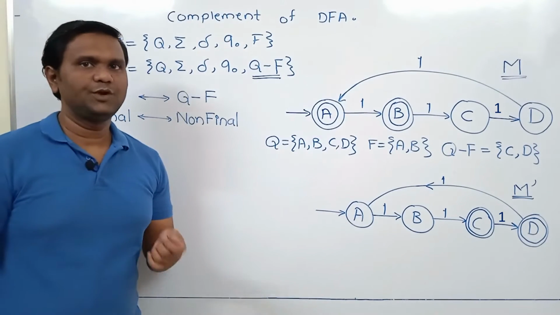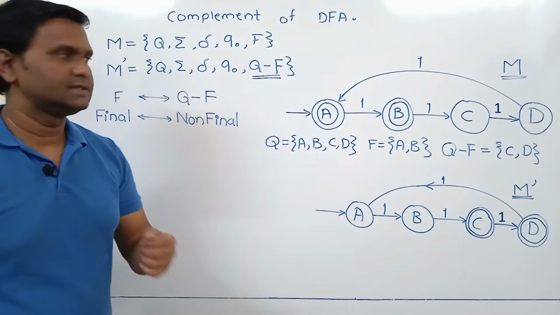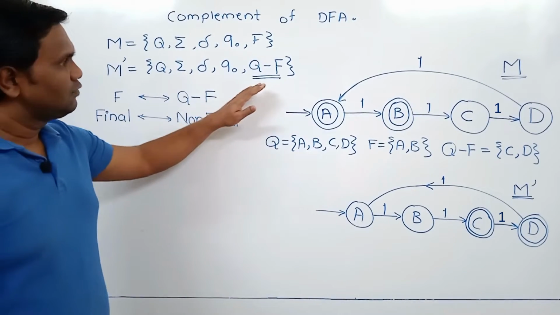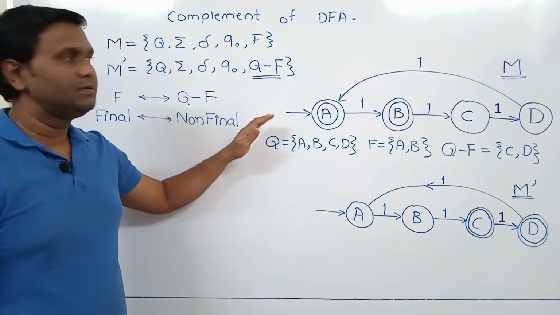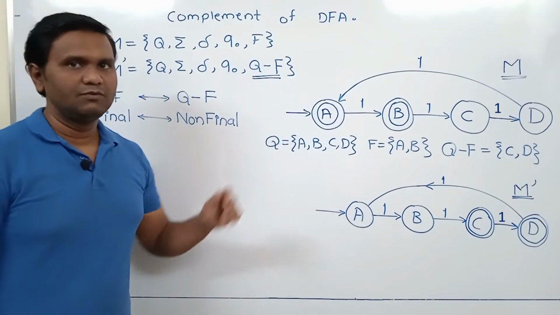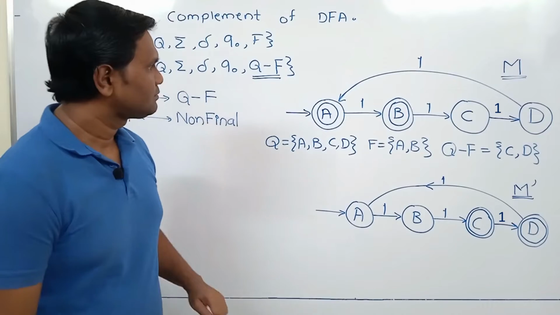The only thing that is going to change is the set of final states. So for M complement, the set of final states will be Q minus F. We will understand this using one example.